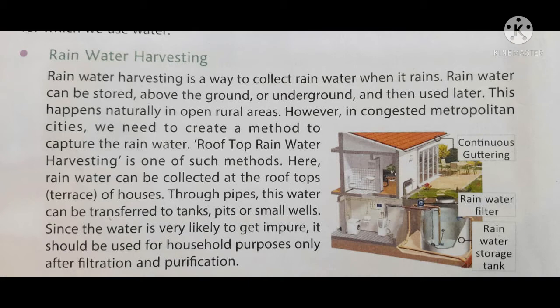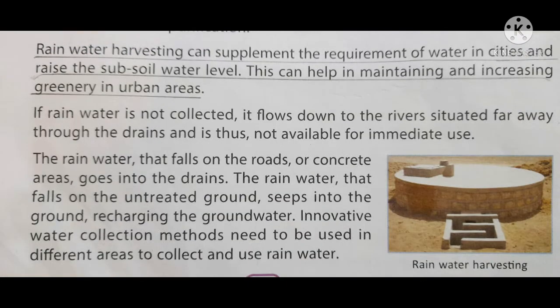It can be used for various activities of our household. It can be used for our household purposes, many other activities. So let's see other lines. Rainwater harvesting can supplement the requirement of water in cities and raise the subsoil water level. This can help in maintaining and increasing greenery in urban areas.